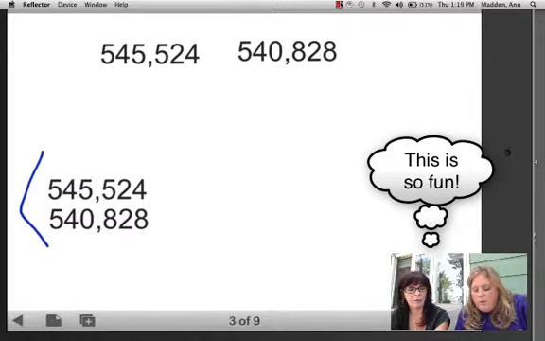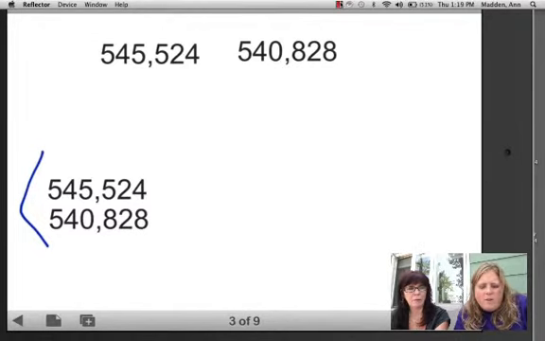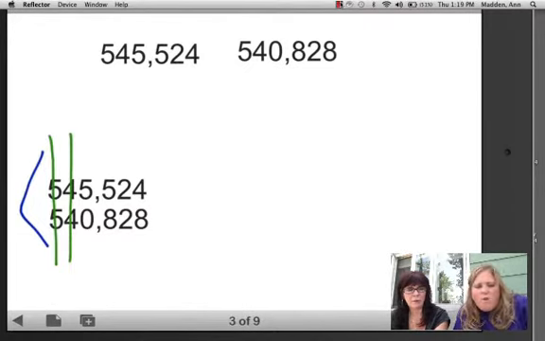What I need to do is always start from the left to compare. So I compare my 5 and a 5. 5 is equal to 5, so I move on farther to the right. 4 and 4 are equal. Here's my first place value in the thousands that I find a difference. 5 is greater than 0, so therefore 545,524 is greater than 540,828.